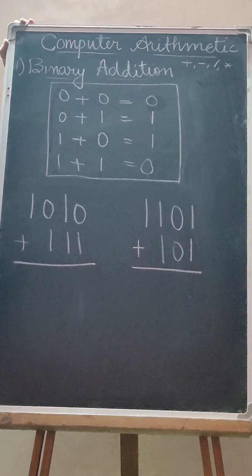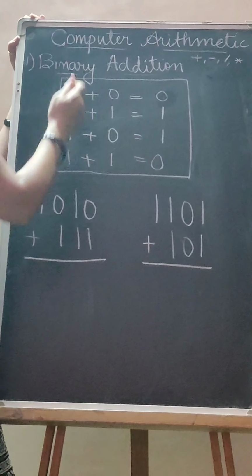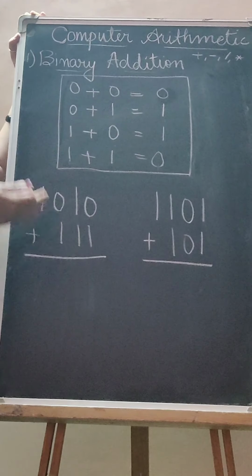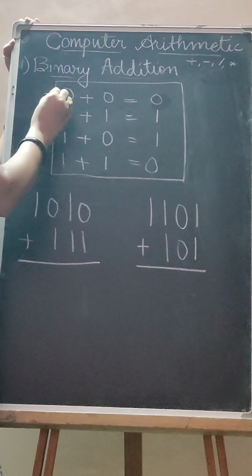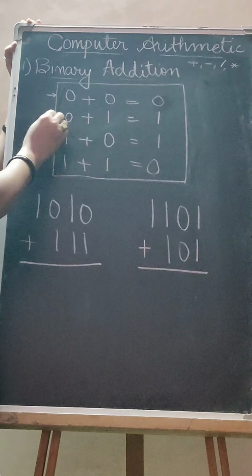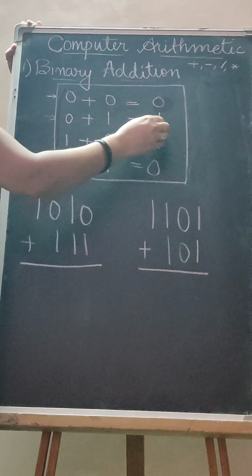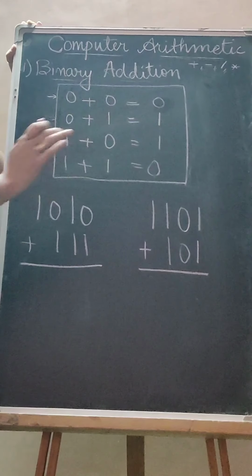Before doing this addition, we have to go through one table. We have to follow the rules, then only we can add these binary numbers. Right? The table is this: when we add 0 with 0, it will give 0. When we add 0 with 1, it will give 1. And when we add 1 with 0, it will also give 1.